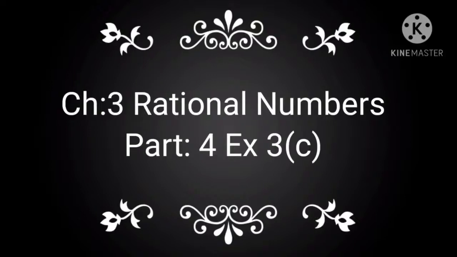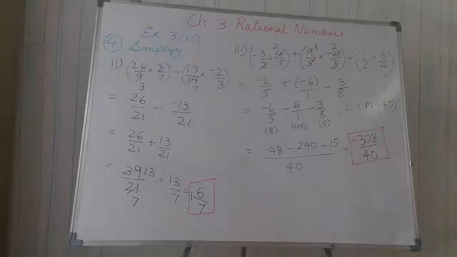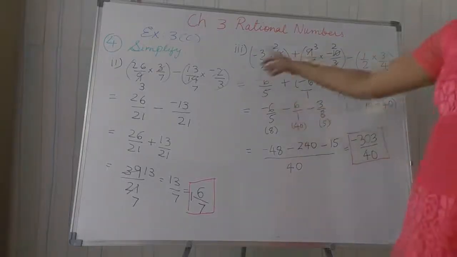Chapter number 3, Rational Numbers, Part 4. This is Part 4, in which I am explaining exercise 3C, with different types of questions. Some are word problems and some are multiplication and division questions. Now let us continue with question number 3.